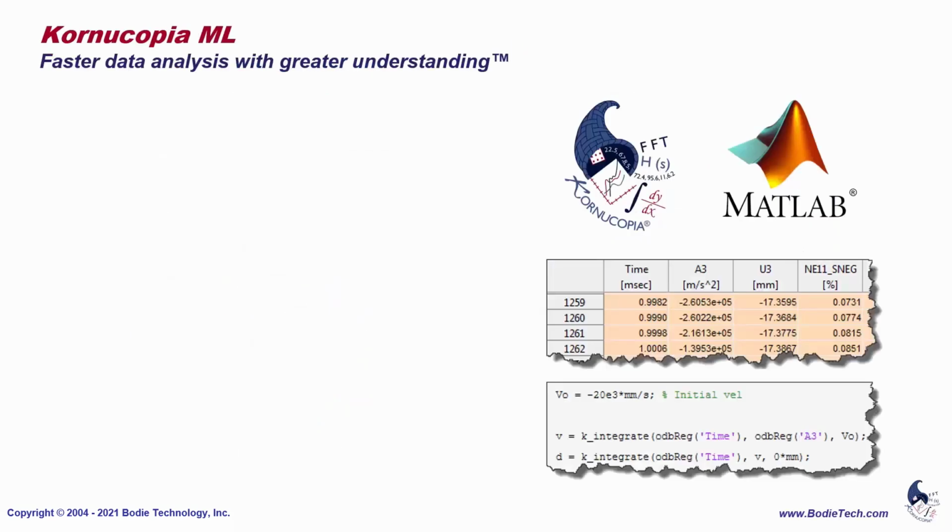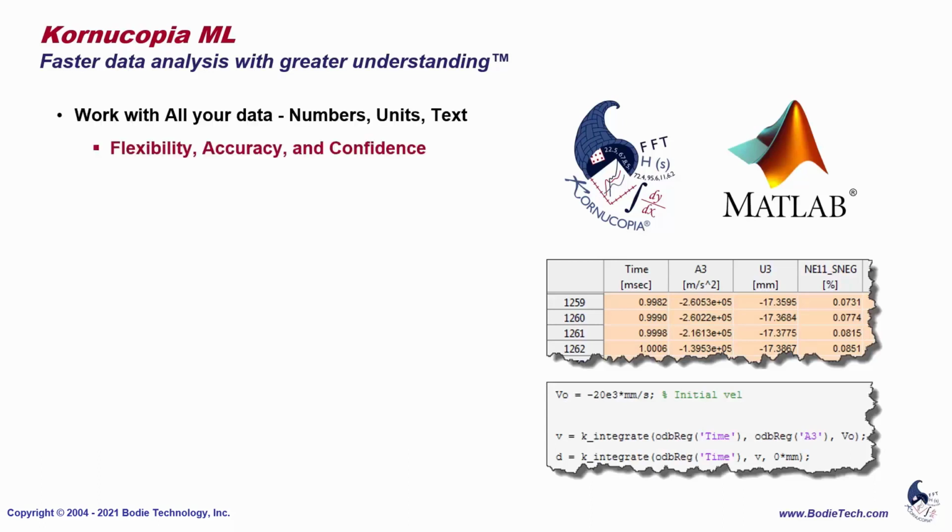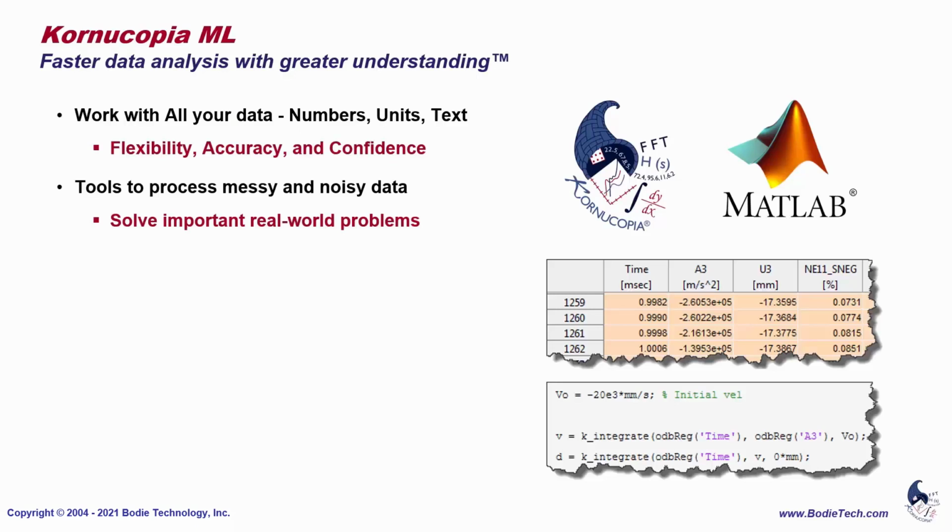With Kornucopia ML, you get faster data analysis with greater understanding, because you get to work with all your data, numbers, units, and text. This enables flexible and more accurate workflows, giving you and your team greater confidence in your results. There are tools to process messy and noisy data for solving important real-world problems.